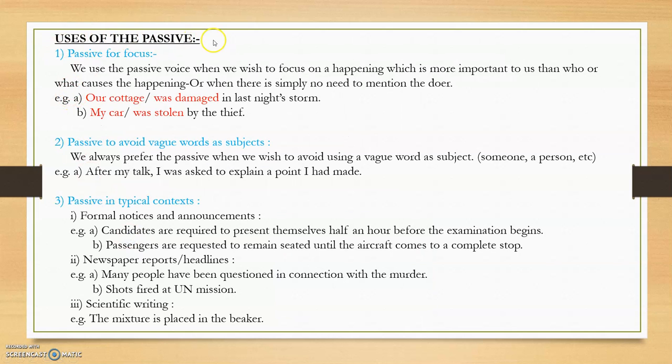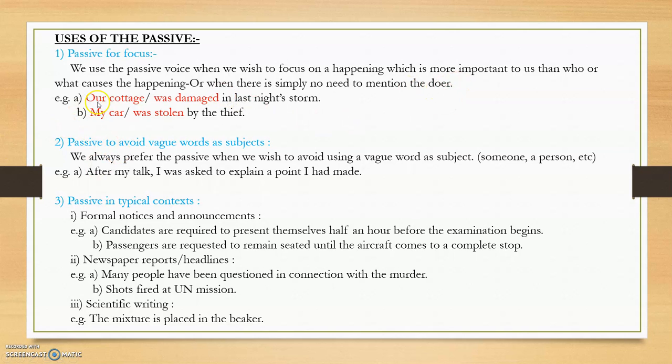Now, uses of the passive. We've seen so much of the active. Let's see about passive now. Now, passive for focus. When do we use passive? We use the passive voice when we wish to focus on a happening which is more important to us than who or what causes the happening, or when there is simply no need to mention the doer.